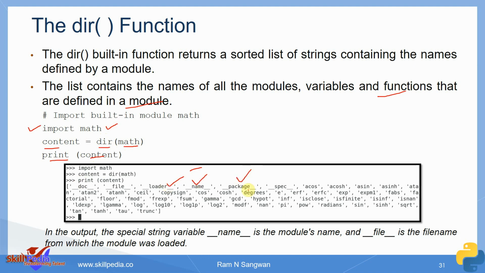I mean math library: gcd, gamma, fsum, fmod, floor, log, log10, log2, modf, pi. You can see all the mathematical functions here, and they are available in the math module. In the output, the special string variable __name__ is the module name, and __file__ is the file name from which modules are loaded.